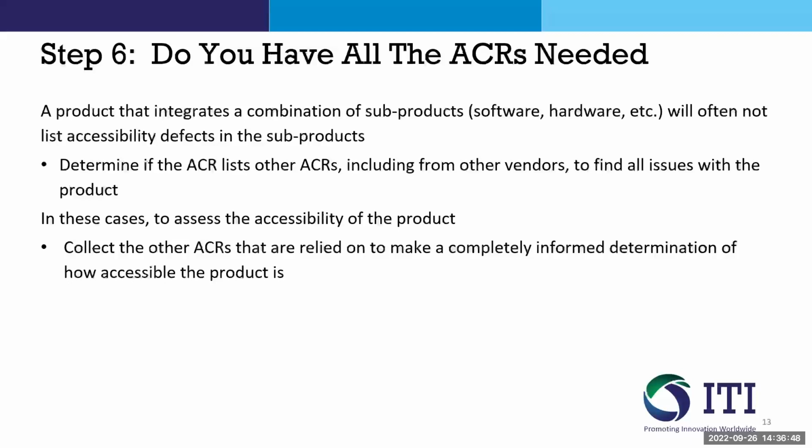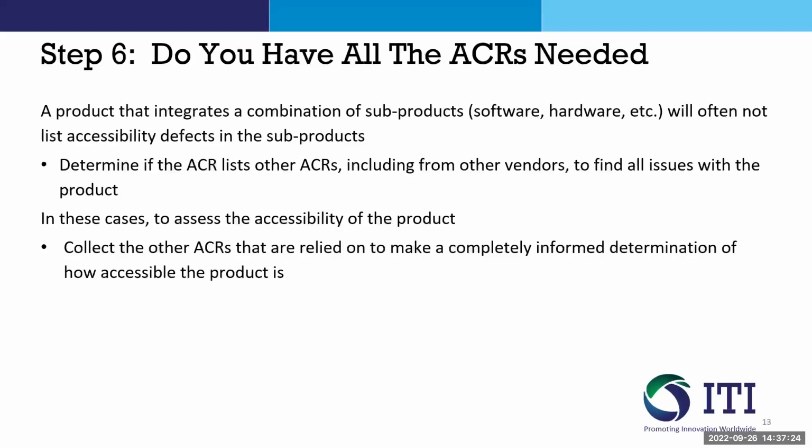So your report may be for just one component of a larger set, or a subset of a set, and it will often not list the accessibility defects in the subproducts. So you won't know the accessibility of the software because you got a hardware VPAT and the software is from another company. So determine if the ACR lists other ACRs, including from other vendors, to find all the issues with the product.